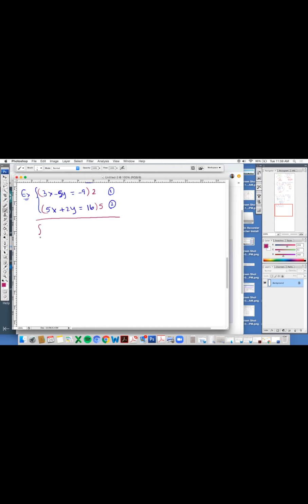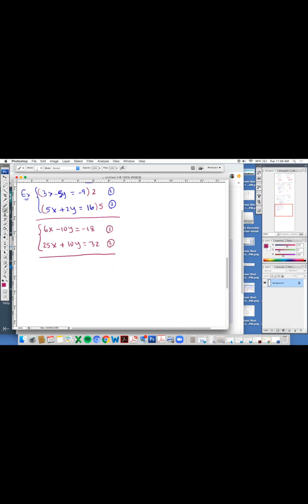Okay, so we're going to rewrite. Everything on top gets multiplied by positive 2. So 6x minus 10y is negative 18. So that's my new equation 1. Everything on the bottom gets multiplied by 5. So 25x and 10y equals 32.